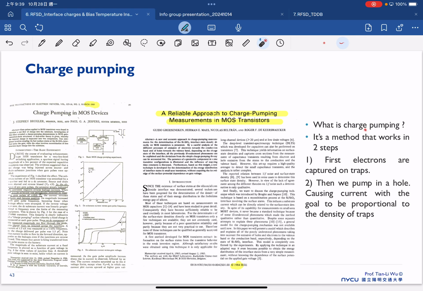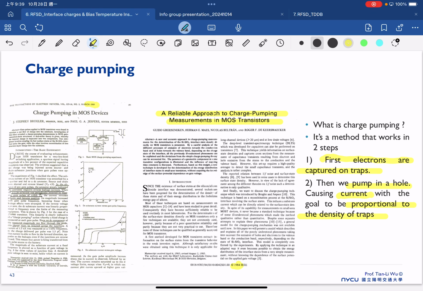So what is charge pumping? The method works in two steps. The first is that we generate electrons, and we hope the electrons can be captured by the traps. Secondly, we pump holes, and the holes will recombine with the electrons. That is why we generate a recombination current between the electrons and holes, and we believe this current is proportional to the density of the traps. So the concept is very simple.